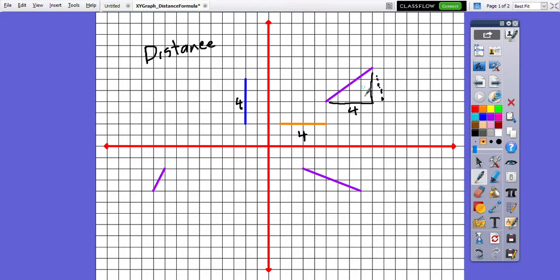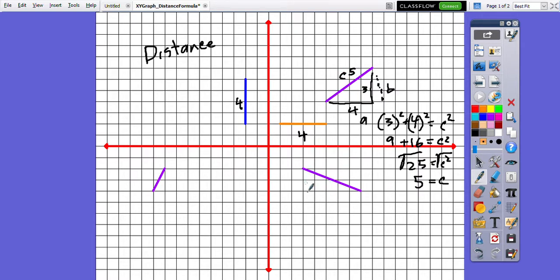This is 4, this is 3. So we know that a squared plus b squared equals c squared. So 3 squared plus 4 squared is equal to c squared. So I got 9 plus 16 is equal to c squared, which means 25 is equal to c squared, which means when I take the square root of both sides, c is equal to 5. Oh yeah, 3, 4, 5 triangle, those happen all the time, okay? So that's one way to do that.